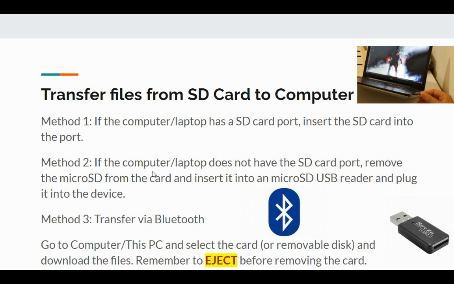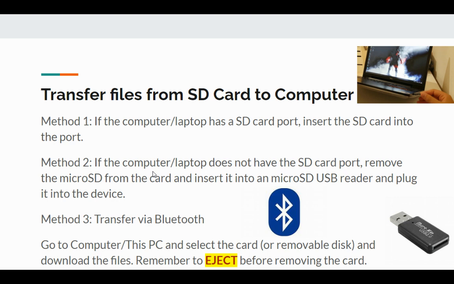If it doesn't have a port, you can take out the micro SD from the card and insert it into the reader as shown here. This reader is only compatible with the micro SD inside, and be sure not to let the micro SD card be stuck inside. If not, you have a hard time taking it out. And just plug it in like how you plug in a thumb drive.